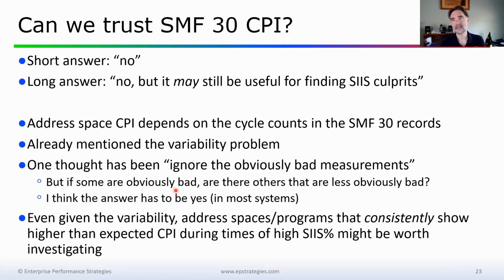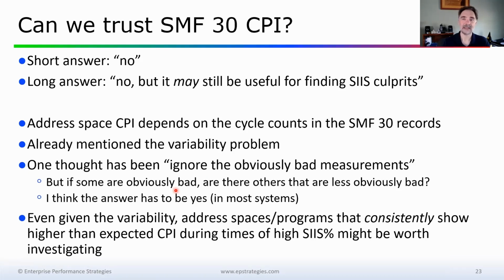So can we trust the SMF30 CPI, right? Can we use those instruction counts to calculate a CPI, and can we trust that? And the short answer is no, and the long answer is no, but it may still be somewhat useful, okay? The address space CPI depends on those cycle counts. We already mentioned the variability problem.